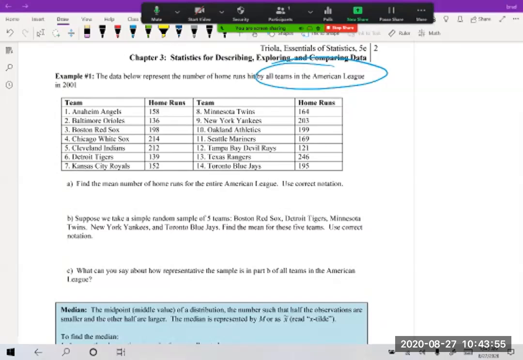It says, find the mean number of home runs for the entire American League. Use correct notation. So once again, I'm going to use mu because it said for the entire American League, so that is the population. And I'm going to do 158 plus 136 plus 198, and then I'm going to add up all the teams, 195, and then I'm going to divide by 14. I'm just not going to write all of them out, but you guys should be adding each one of these, doing every single one. And then once you do that, you should end up with 179 home runs. Okay, so the average for the entire American League is 179 home runs.